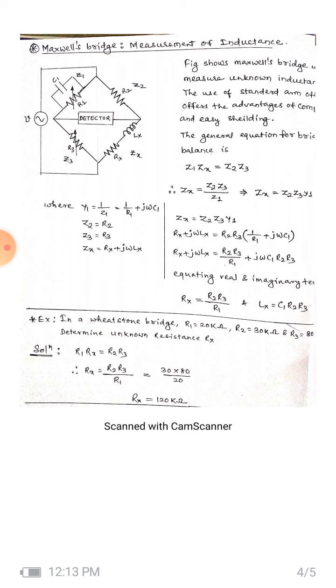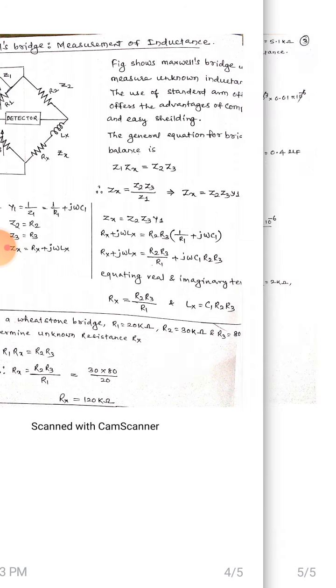Below there is one example, which is used to find the unknown resistance value. In a Wheatstone bridge, R1 is equal to 20 kilo ohm, R2 is equal to 30 kilo ohm, and R3 is equal to 80 kilo ohm. Determine the unknown resistance value. We know that when the bridge is balanced, R1 Rx is equal to R2 into R3, so Rx is equal to R2 into R3 divided by R1. When we substitute the values, we get Rx is equal to 120 kilo ohm.